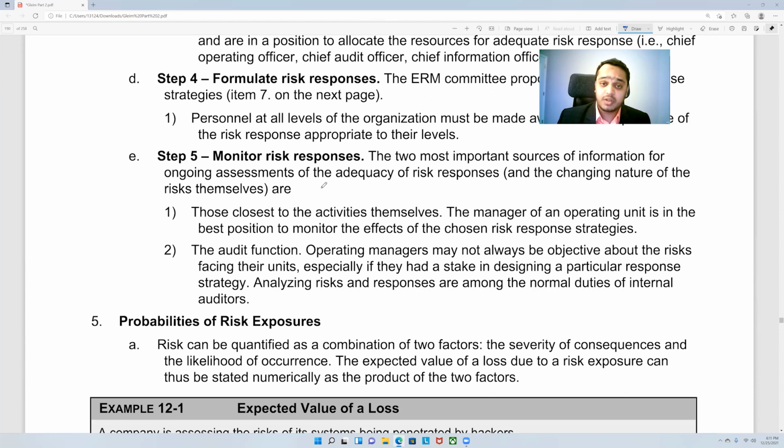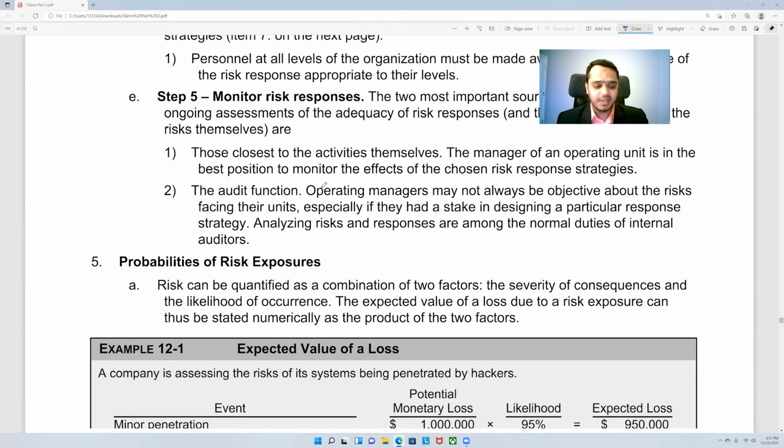Then you need to monitor your risk responses: the response which you made, is it adding value or not? If not, then you need to change it, you need to make another response, because you are making a risk response so that the organization can grow at large. If not, then you need to change your response. I hope that you guys are following along with me here.